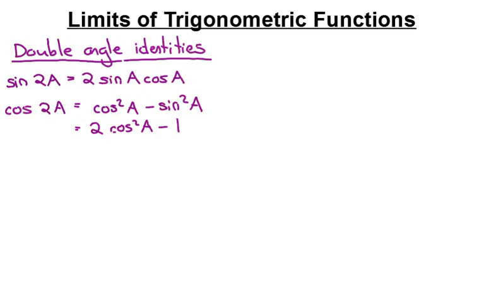If I replace cos squared A with 1 minus sine squared A, I'll end up with 1 minus 2 sine squared A. So these are 3 different ways that I can rewrite cos 2A. So these are our double angle identities, which we are going to use in 1 or 2 of the examples, so just keep them at the back of your mind later when you are doing the exercise.